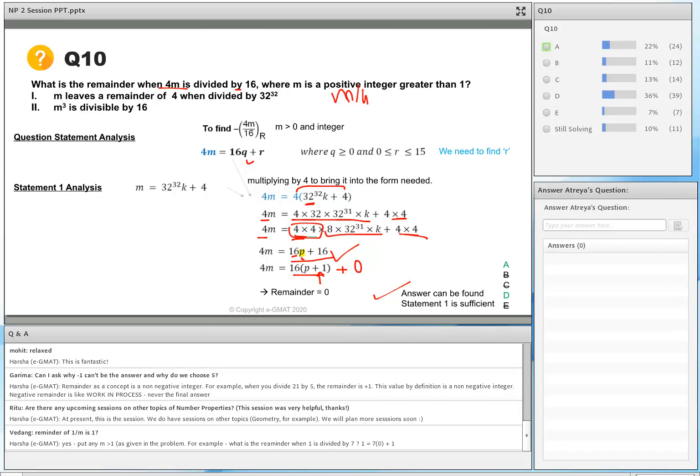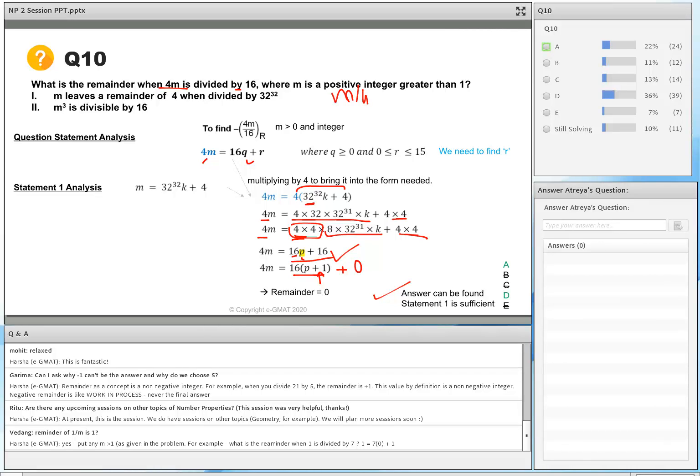I don't want you to go over there. If it's given 4m, please stick to 4m. That way you understand the question. Everything is visible in front of you. If you go to m, it will only increase calculations, guys.